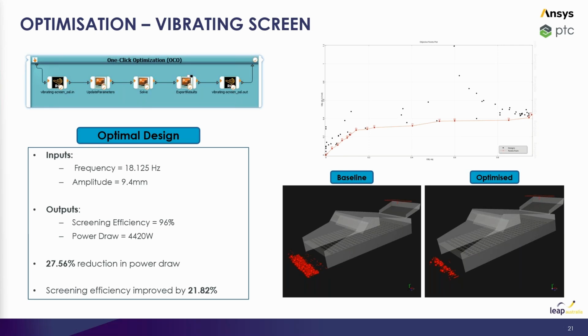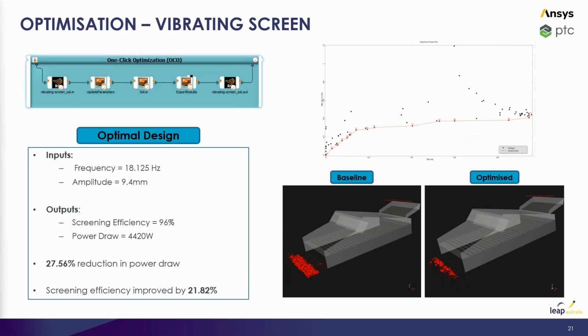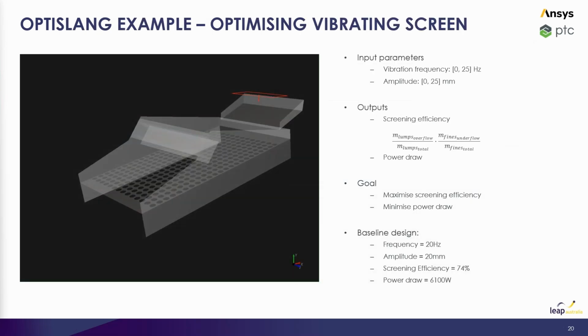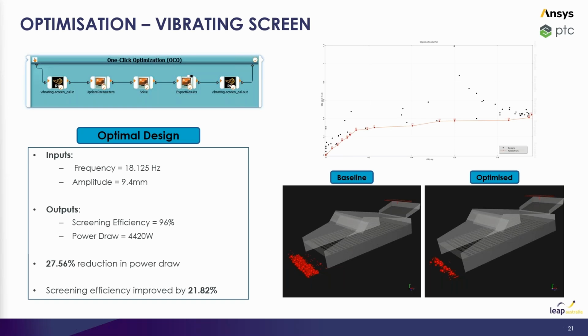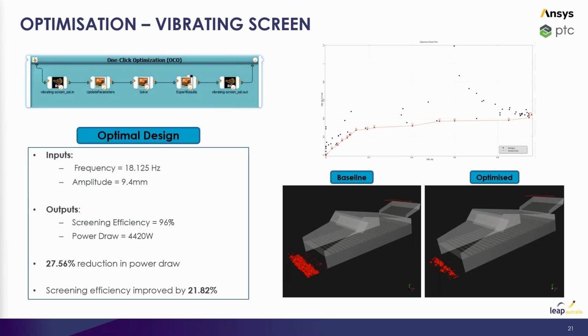It's been able to produce this optimal design, which I've just reported back the values. You can see the frequency has changed from, what was it before, 20 Hertz, now down to 18, and the amplitude at 9.4 millimeters. So what's been changed from the outputs? You'll see that the screening efficiency is now bumped up to 96% from 74%. These are just rounded to the nearest integer. Same thing with power draw. That's been reduced from 6,100 to 4,400, which represents roughly a 28% reduction in power draw and a 22% increase in screening efficiency.